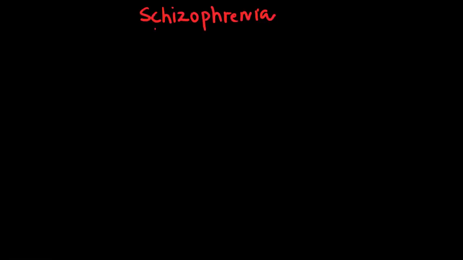In this tutorial, I'm going to tell you how to differentiate between various psychotic disorders. I'm going to start with schizophrenia, which is a complex mental disorder. In order to make the diagnosis of schizophrenia, the duration of the symptoms has to be more than 6 months.